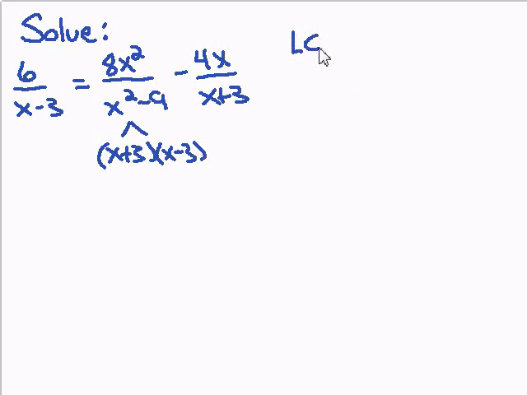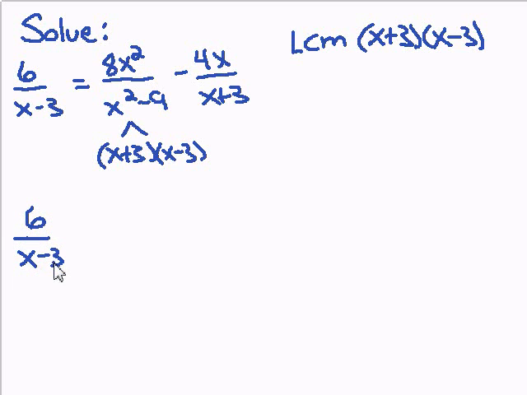You should have found the least common multiple to be x plus 3, x minus 3. Okay, now what we're going to do is multiply all of the terms on both sides of the equation by the least common multiple. Let's go ahead and do that. I got 6 over x minus 3, and I'm going to multiply that by x plus 3, x minus 3. Notice I multiplied just the top because we could write x plus 3, x minus 3 over 1, although we never do.